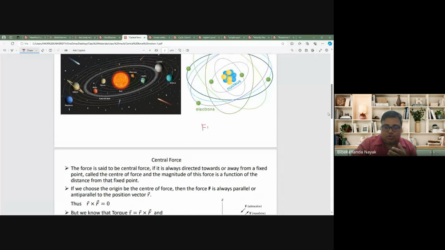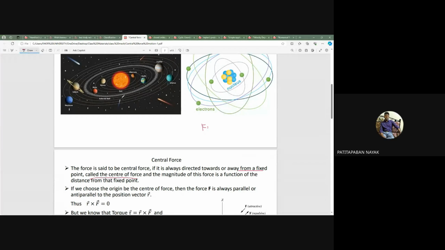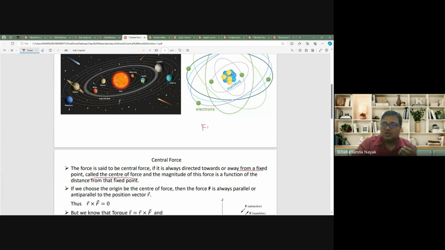The force is said to be a central force if it is always directed towards or away from a fixed center, called the center of force. This is the center of force here, and this is the center of force here. And the magnitude of this force is a function of the distance from that fixed point, that is, the distance from the center of force to the object, maybe an electron, maybe a planet. Generally we assume that the center of force is the origin, so it will be the position vector R.